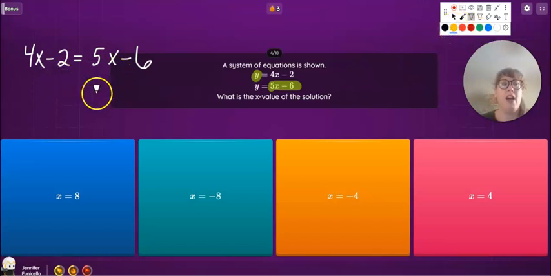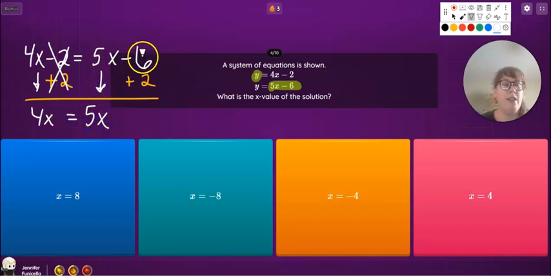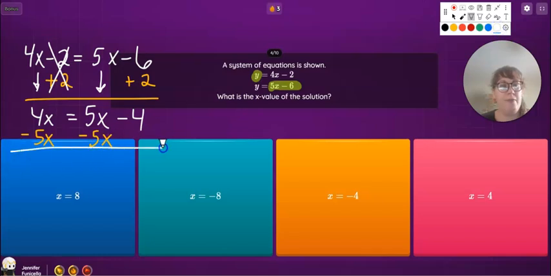So for this, we want to get our x's on the same side of the equation. So I can move this negative 2 first by adding 2 to both sides. Bring down that 4x. Negative 2 plus 2 cancels to 0, and it's equal. Bring down that 5x. Negative 6 plus 2 is a minus 4. Then we're going to subtract 5x from both sides to get those x's together. 4x minus 5x is going to be a negative 1x, and that's equal to negative 4.